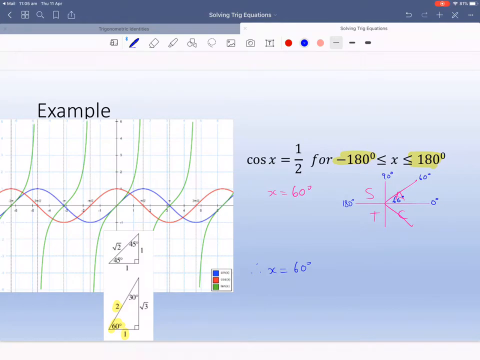Now there's going to be a second solution because we go all the way to negative 180. And remember, we go, I'll use a different color, negative 90, negative 180, and if we keep going round, it'll be negative 270.